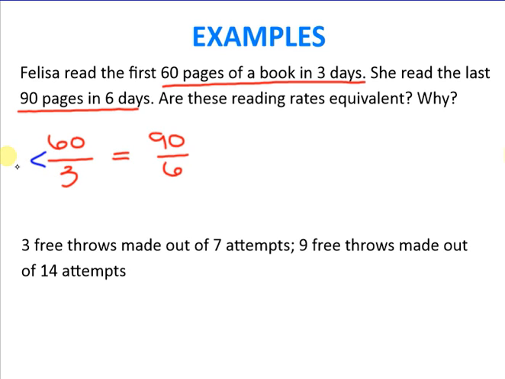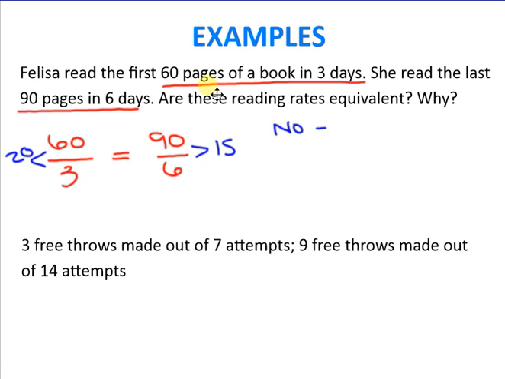So 60 divided by 3, that's going to give me 20. 90 divided by 6, that's going to give me 15. So to start with, no, they are not equivalent. But why? Here's where we're going to start to incorporate unit rates again, okay?